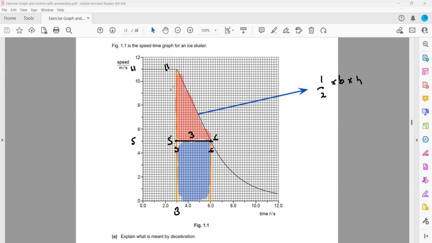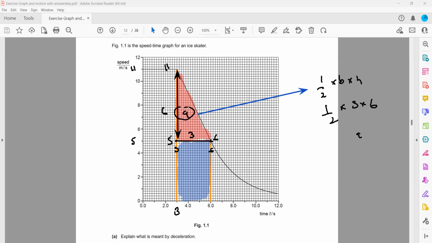Because it's not starting from 0, it's starting from 5 and ending at 6, the height is equal to 6. So we'll use the formula half base, where the base is 3 and the height is 6. 3 multiplied by 6 makes 18, divided by 2. So what will we get? We will get 9. So the area of this part is equal to 9.